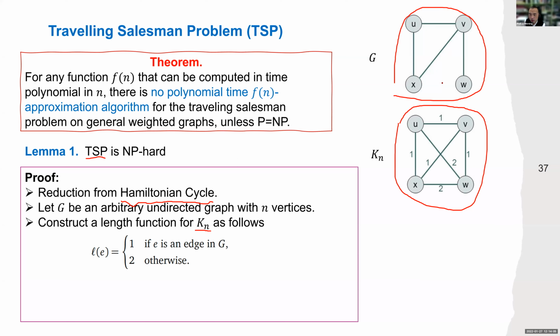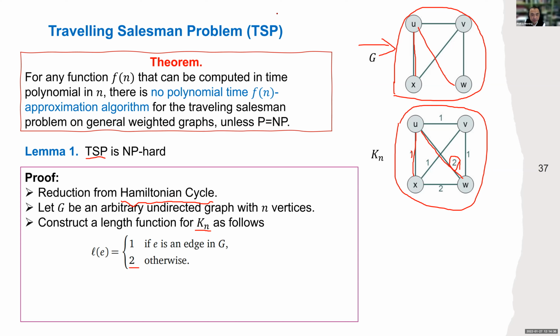But in order to fully encode the information we have for the original G, we need to give different lengths to different edges. For example, if you have an edge in graph G, then the weight will be 1. If you don't have such an edge, meaning the edge is not in the graph, then this edge will have length 2. Length 2 means the edge does not exist in the original graph, so the length is larger.